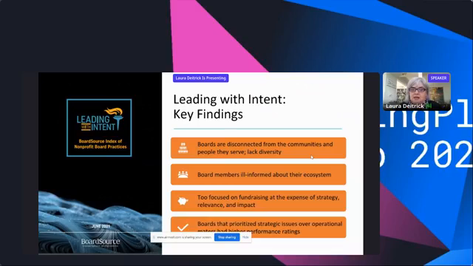So does this mean that we shouldn't focus on fundraising on boards? No, of course we should focus on that, but not solely. And sometimes I think if we're not careful, we can make board members feel like their only job is to raise money and write a check. And that's probably a sure strategy for losing good board members. So you want to also keep your eye on the ball of strategy, relevance, and impact.